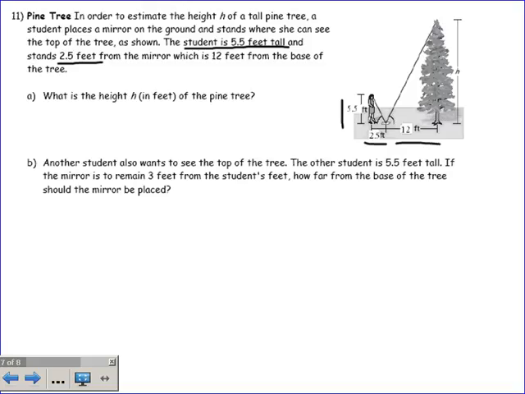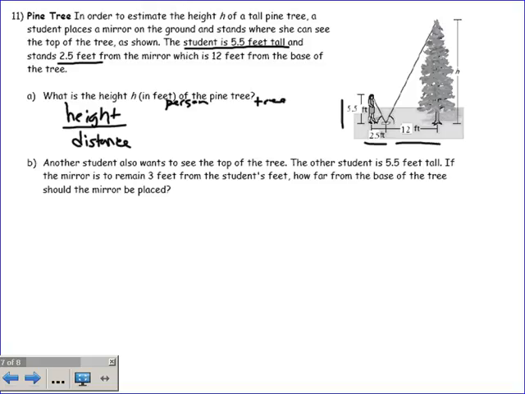The way I think about this is, you're talking about the height of something in comparison to the distance it is from the mirror. You're dealing with two objects. You're dealing with the person, and then you're going to deal with the tree.